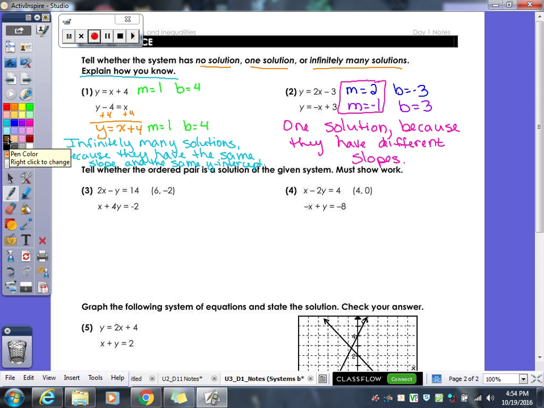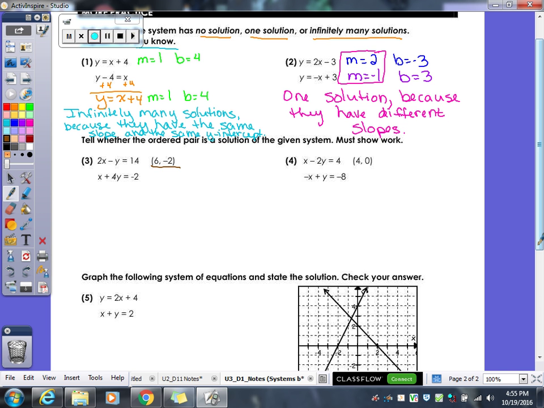Okay, let's move on to our next type. Next one wants to know whether this point is the solution to the system that they gave us. The only way to find out is to take that point and plug it into both equations. So I'm going to start with my 2x minus y equals 14, my first equation, and I'm going to go ahead and plug in, keeping in mind x comes first, y comes second in our points. So I'm going to have 2 times 6 minus a negative 2. We're going to see if that equals 14.